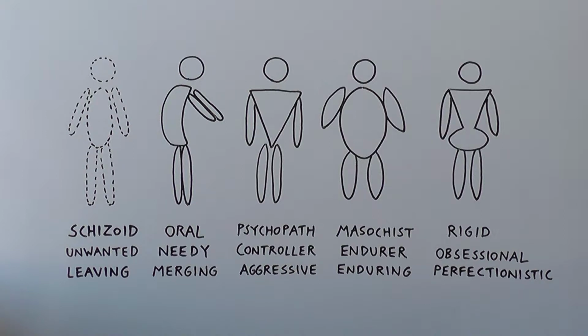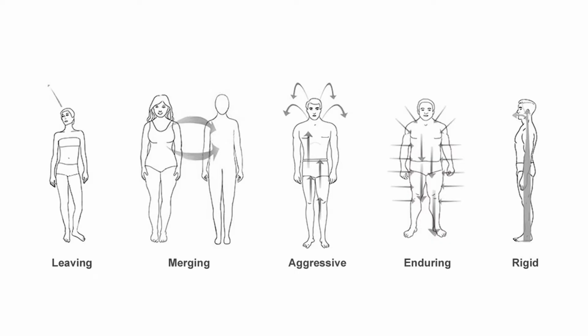There seem to be different names for the 5 core energies or patterns, such as unwanted, needy, controller, endurer, and obsessional, or more psychiatric technical names such as schizoid, oral, psychopath, masochist, and rigid. Recently, someone named Stephen Kessler has attempted to popularize them with the names leaving pattern, merging pattern, aggressive pattern, enduring pattern, and rigid pattern.